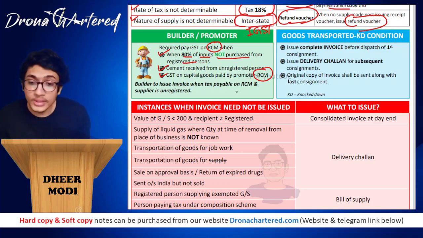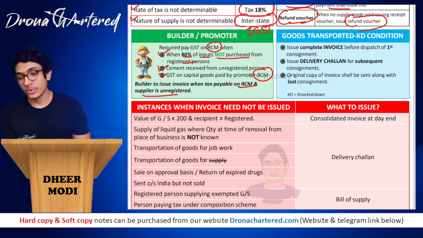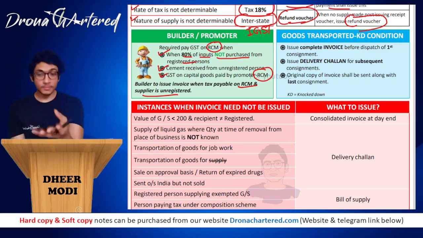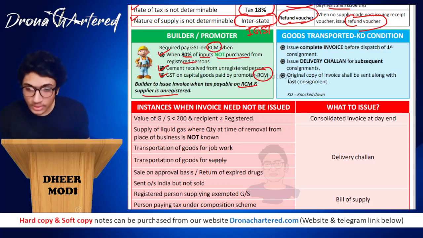Builder to issue invoice when tax is payable on RCM and the supplier is unregistered. Of course, he will be the person issuing the invoice, because he is the person who is supplying and he is unregistered. So he will be paying tax on RCM and also the builder only will be issuing the invoice.